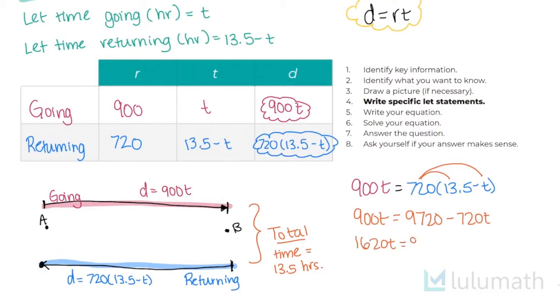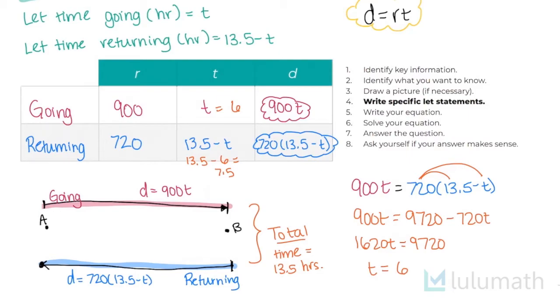1,620T is equal to 9,720. Now I'm just going to divide by 1,620 and I get T equals 6. I divide both sides by 1,620, so here we know that this total time right here is going to take 6 hours, and here we know that this total time is going to take 13.5 minus 6, which is 7.5 hours. So we figured out how long it's going to take for us to get there and to return back.